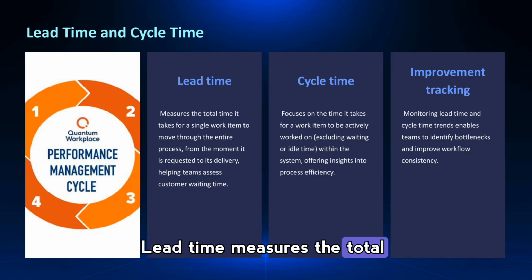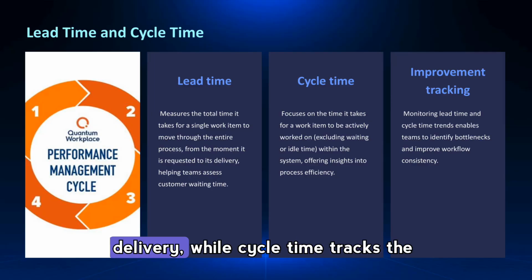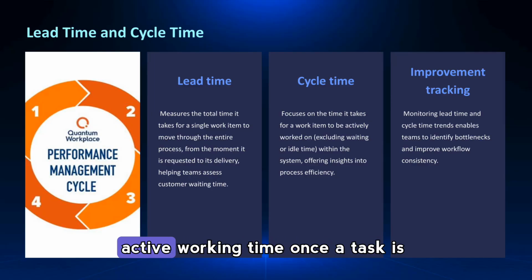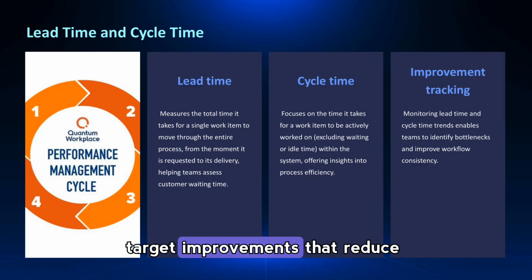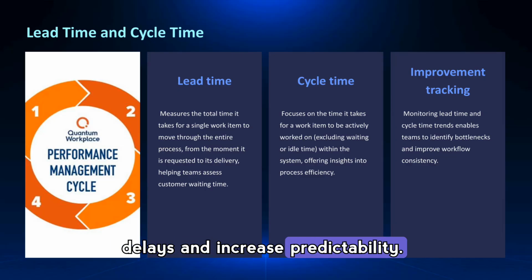Lead time measures the total elapsed time from request to delivery, while cycle time tracks the active working time once a task is started. Monitoring these metrics helps teams understand customer wait times, evaluate process efficiency, and identify trends to target improvements that reduce delays and increase predictability.